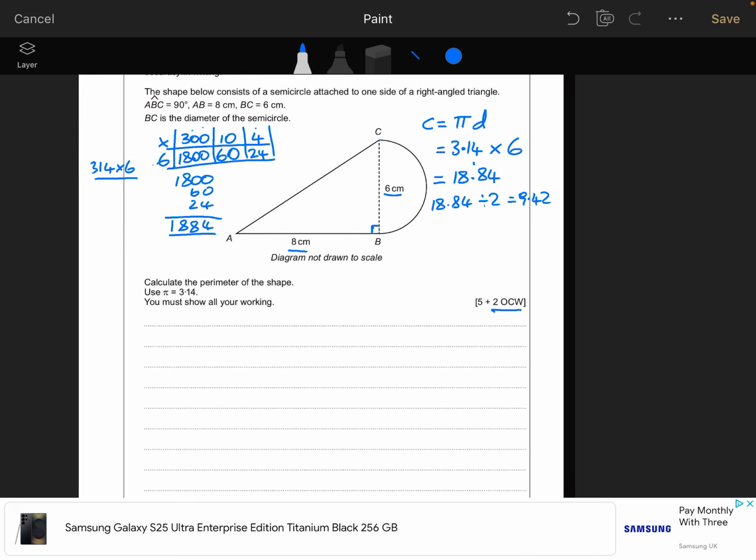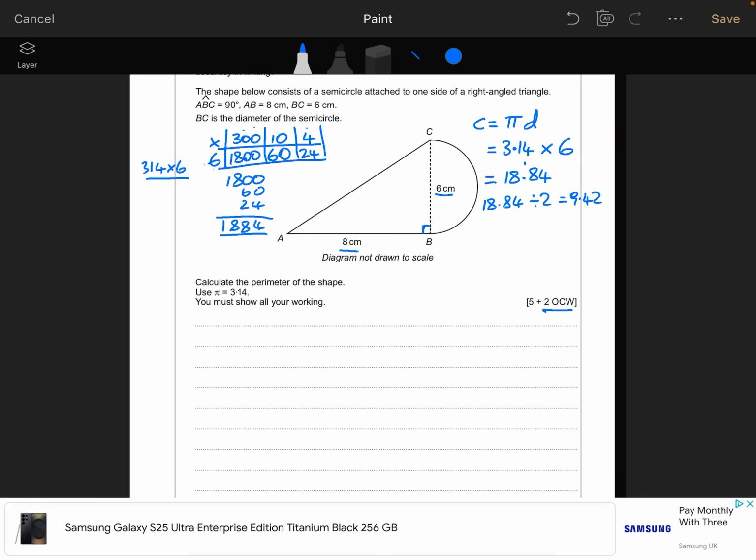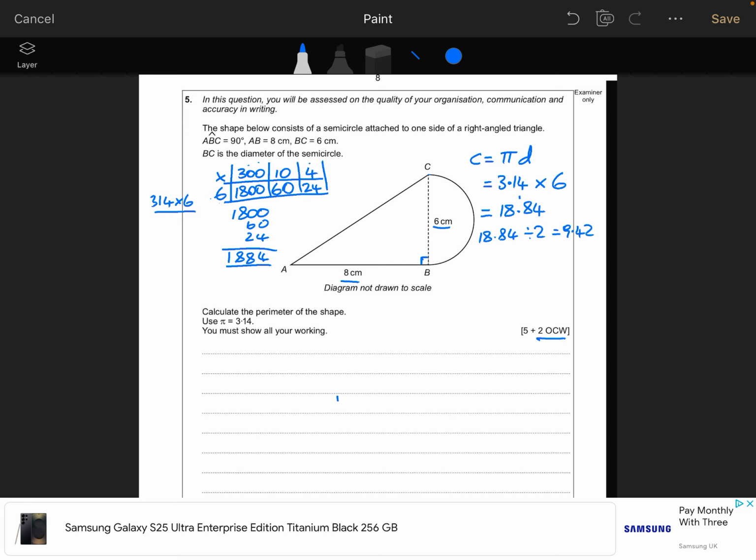Now, the one thing we haven't really done is start to get those OCW marks. Although we've shown working, we haven't laid it out very well. So we might write, first of all, perimeter equals AB, the straight line, plus BC curve, plus CA. And we know that AB, we said, was 8 centimeters.